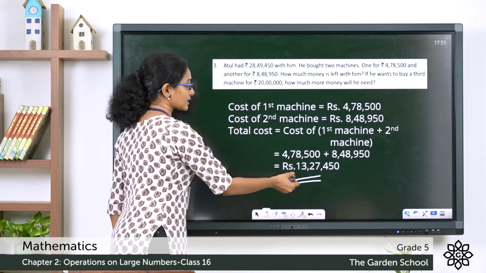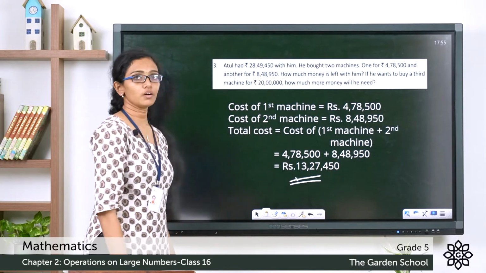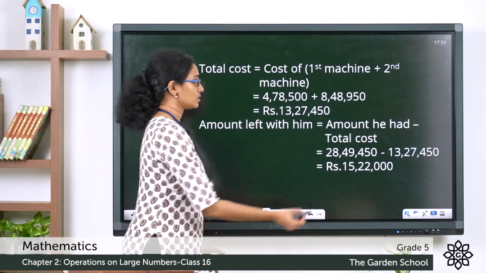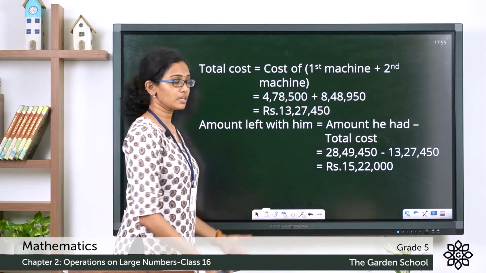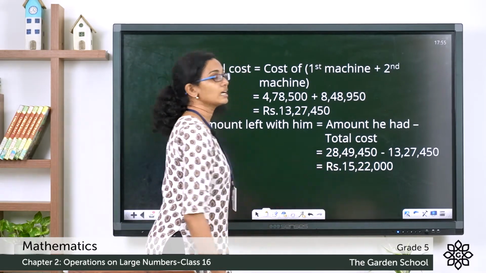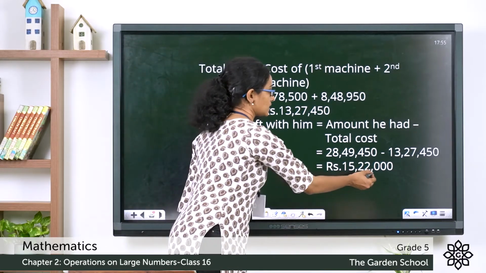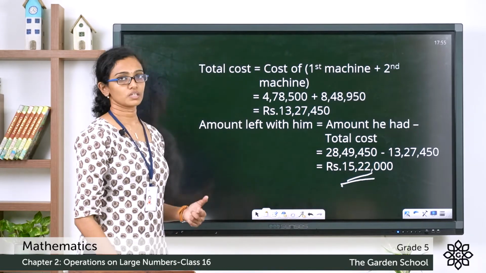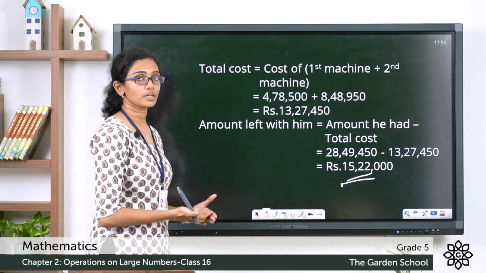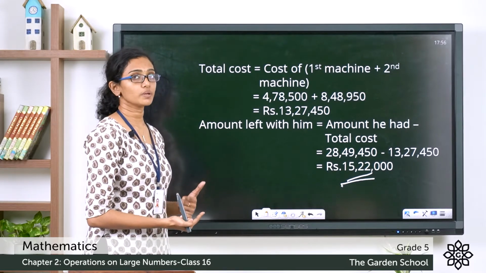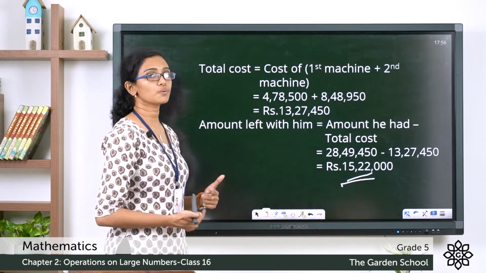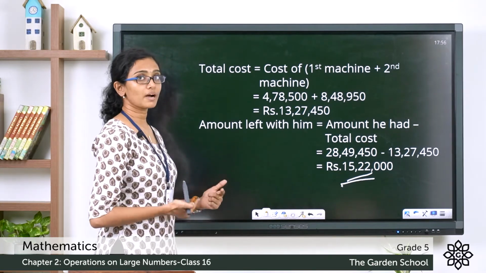Now, how do we find how much money is left with him? So, we have to subtract this total cost from the amount he had in the beginning. Then, we'll get the amount left with him. So, amount left with him equal to the amount he had minus the total cost. So, substituting the amounts will give us the difference of rupees 15,22,000. Now, Atul has rupees 15,22,000 with him. Now, he wants to buy a third machine for rupees 20 lakh, which is more than this number. Now, we have to find out how much more money he needs to buy that third machine.